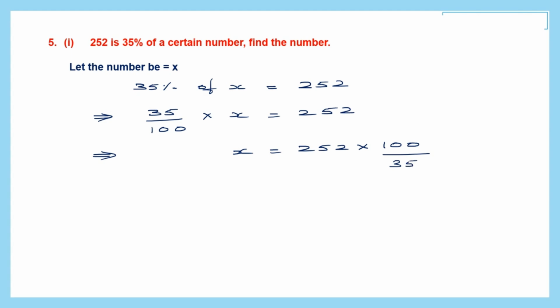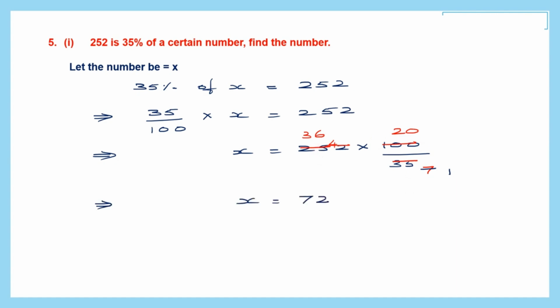Now here I can cancel 35 and 100 both by 5. So let's try that. 5 sevens are 35 and 5 into 20 is 100. I can also cancel 252 by 7. 7 ones are 7, and here 7 threes are 21 and there is 4 left, 42. 7 sixes are 42. So that's 36 into 20 now. We have 36 into 20. So now we can easily find the value of x by multiplying those two.